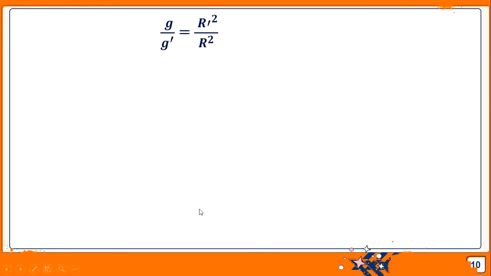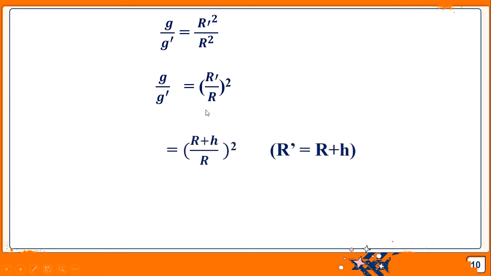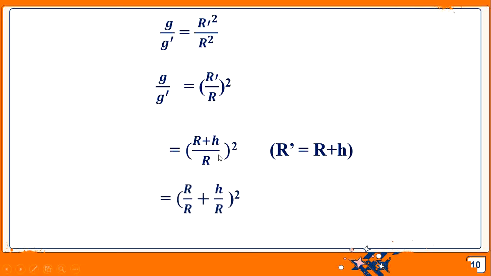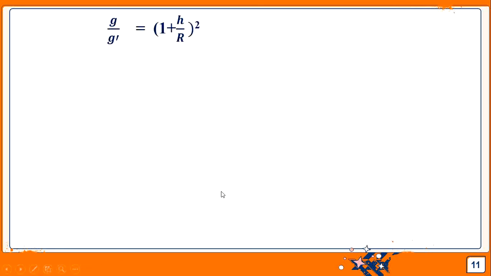So, g by g dash is equal to R dash squared by R squared. So, g by g dash is equal to R dash by R whole squared. We have to write it in the term whole squared. Now, instead of R dash we have to write it as R plus h. So, R plus h by R whole squared. We have to divide it by R. So, R by R plus h by R whole squared. So, g by g dash is equal to 1 plus h by R whole squared.